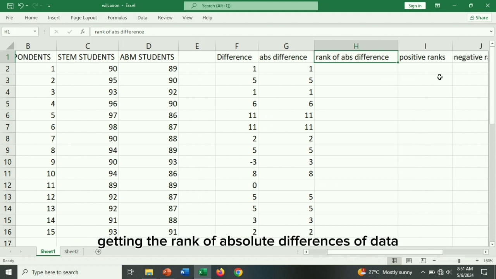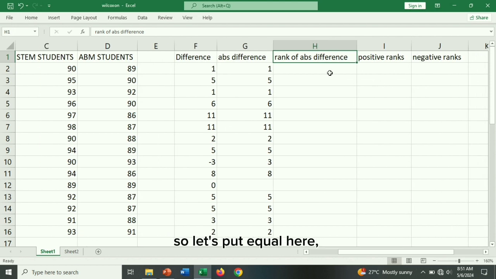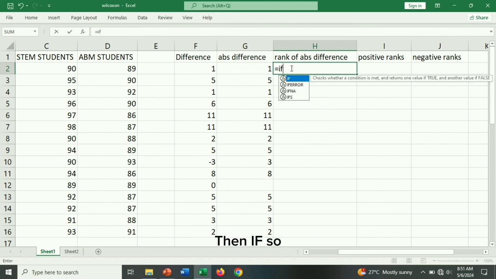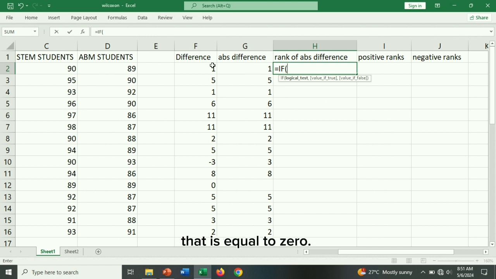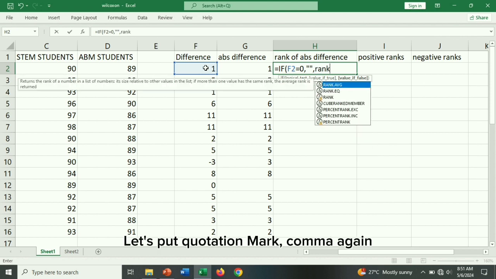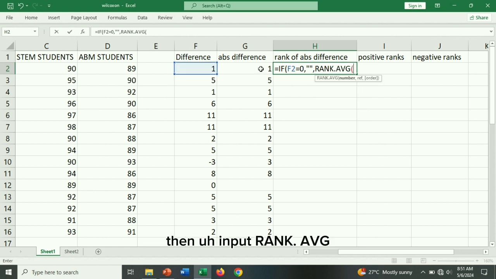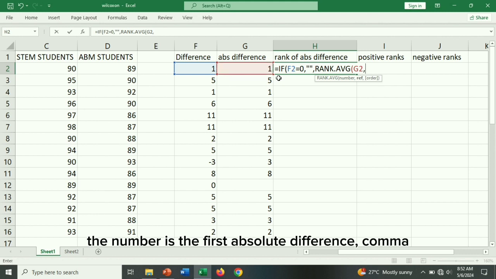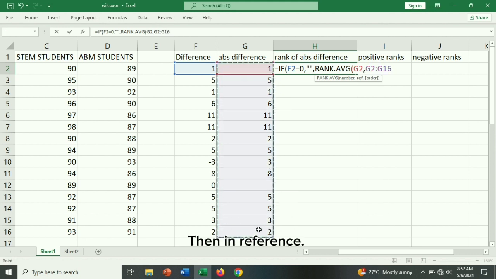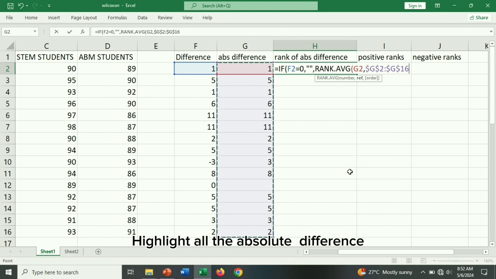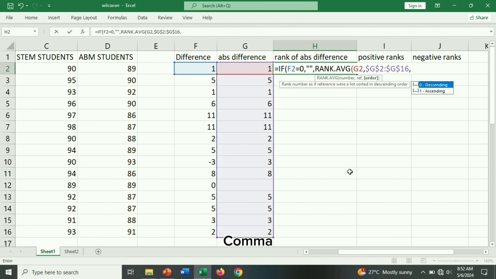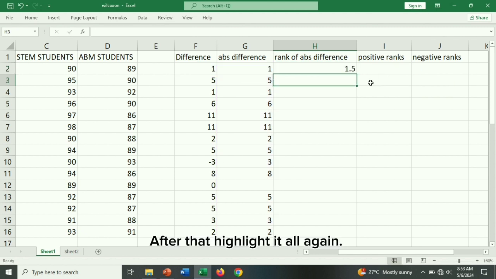Let's continue on getting the rank of absolute differences of data. So let's put equal here. Then IF, so our logical test is the first difference is equal to 0, comma. For the value if true or false, let's put quotation marks, comma again. Then input RANK.AVG. The number is the first absolute difference, comma. Then in reference, highlight all the absolute differences, comma. Then the order is 1. After that, highlight it all again.